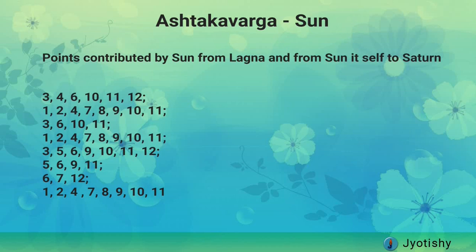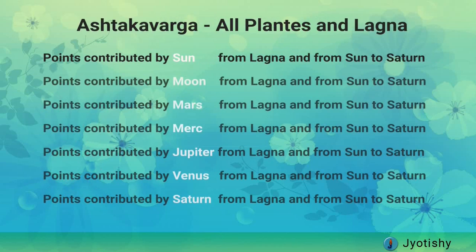Okay, there is some confusion in calling these points. Somebody calls it Bindu, somebody calls it Rekha. I would like to call these things as simple points. Okay, 1 point they are contributing. Where they are not contributing, it is 0 point. So we have all the planets. Sun is contributing, Moon is contributing, Mars, Mercury, Jupiter, Venus, Saturn, and then Lagna also will be contributing.